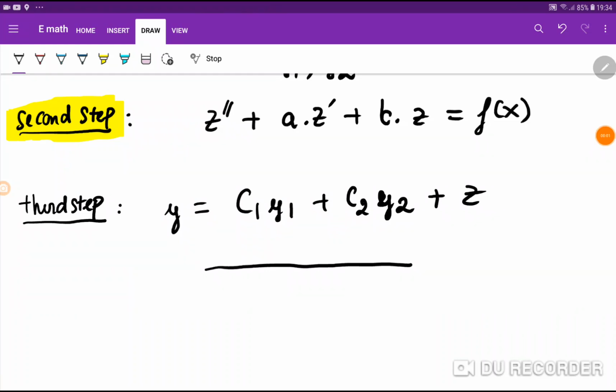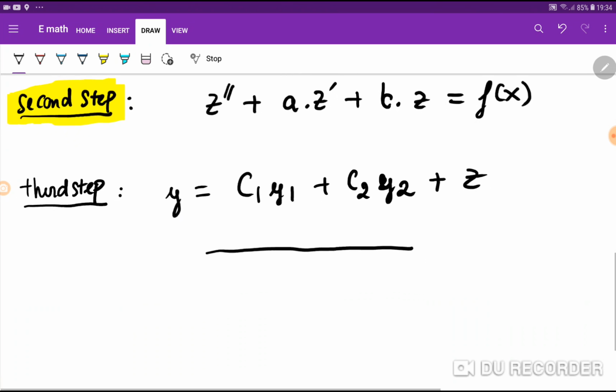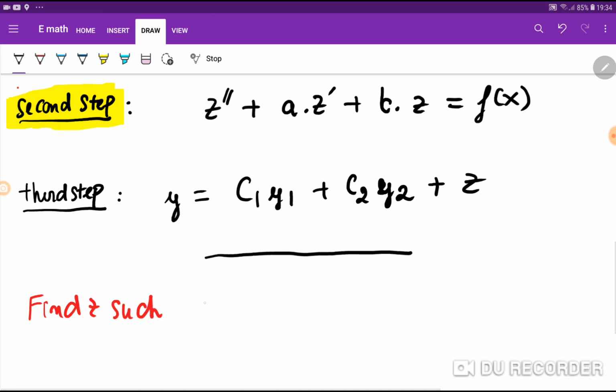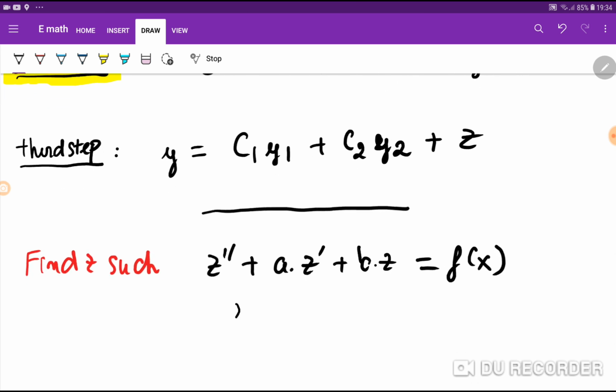Welcome back, guys. In the next video, we will solve the second step. We find z. The goal is to find z such that z'' + a z' + b z = f(x), where z is a function of x. That's how I write it. So how do you do that?